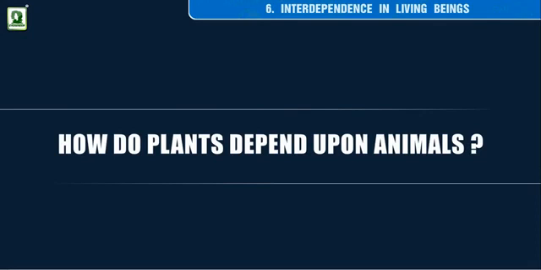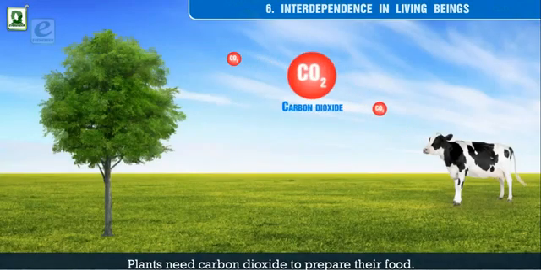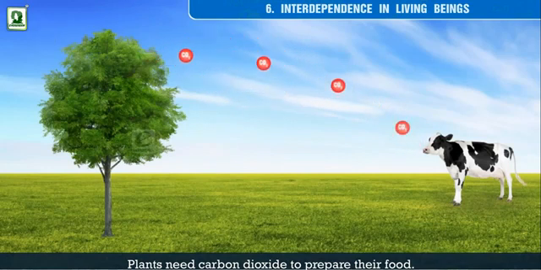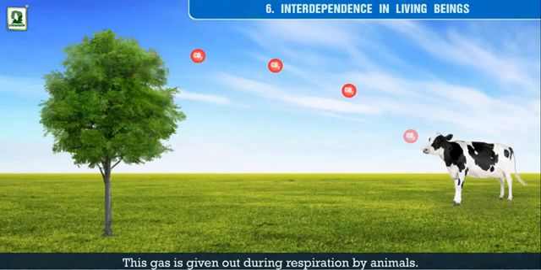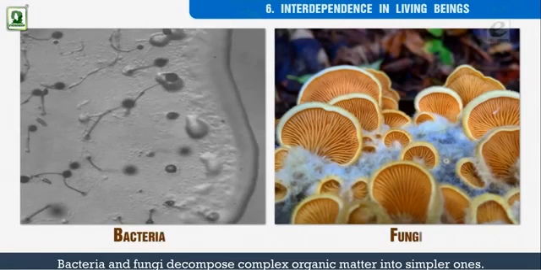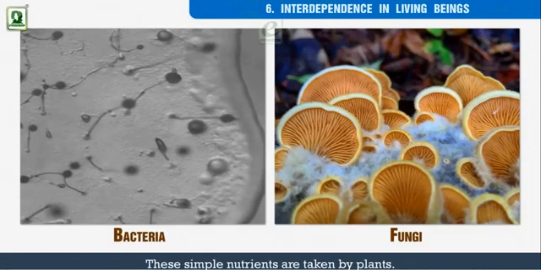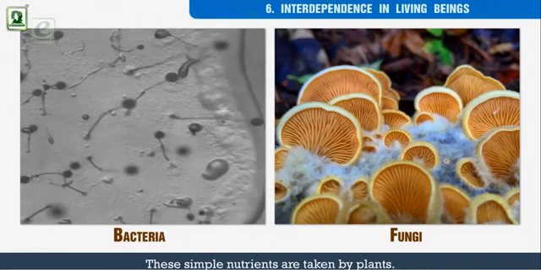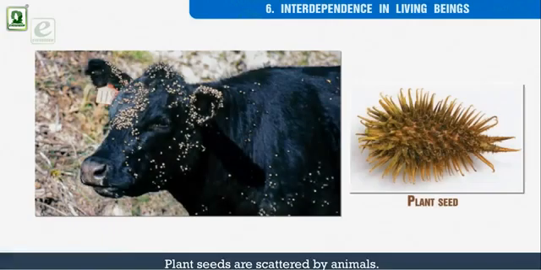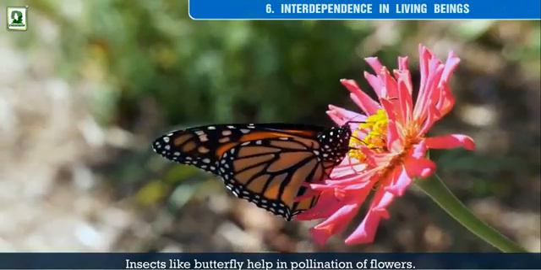How do plants depend upon animals? Plants need carbon dioxide to prepare their food. This gas is given out during respiration by animals. Bacteria and fungi decompose complex organic matter into simpler ones. These simple nutrients are taken by plants. Plant seeds are scattered by animals. Insects like butterfly help in pollination of flowers.